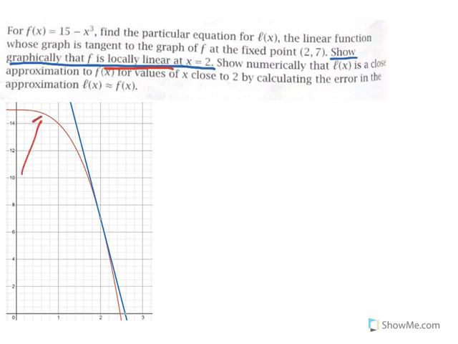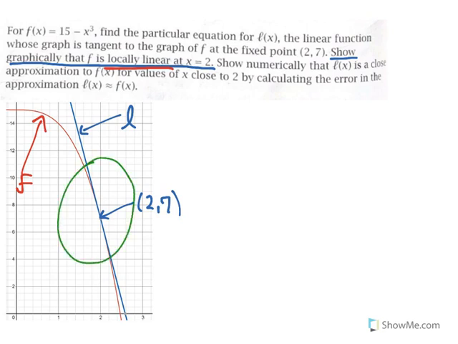So in red here, I have the graph of f, and in blue here, I have the graph of L, the linear approximation to the graph of f at x is equal to 2. And this is, of course, the point 2, 7. What does it mean that the graph of f is locally linear at x is equal to 2? To help you see exactly what we mean by that, we're going to zoom in to about this part of the graph.